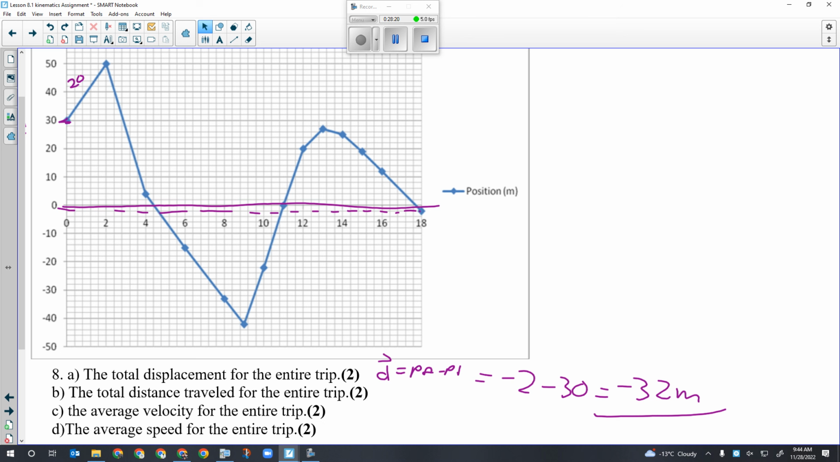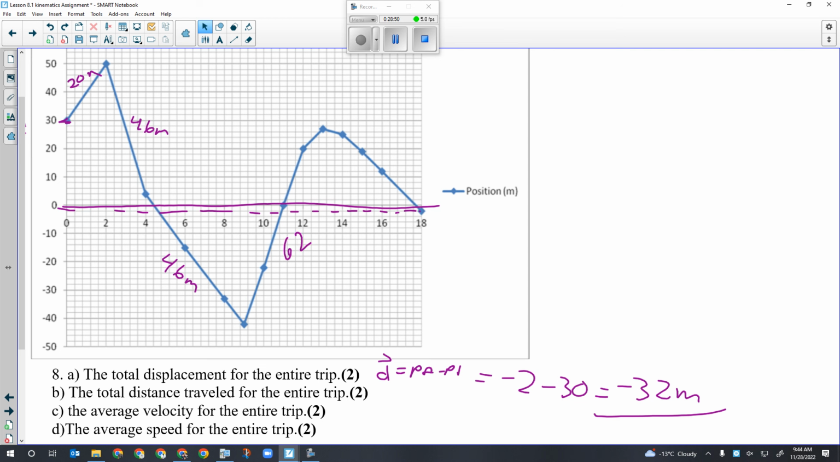So that's 20 meters. Then I went from 50 down to 4. That was 46 meters. Okay? And then I went from 4 to negative 42, so that would be another 46 meters. Okay? And then we went from negative 42 up to 20, so that would be 62 meters.